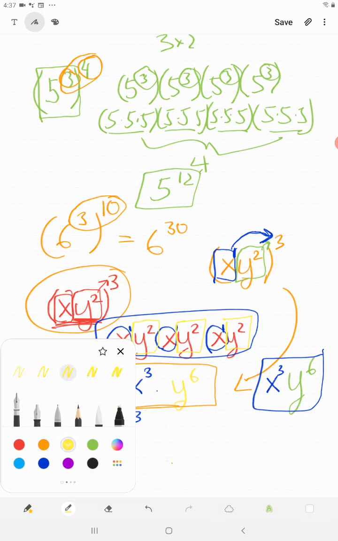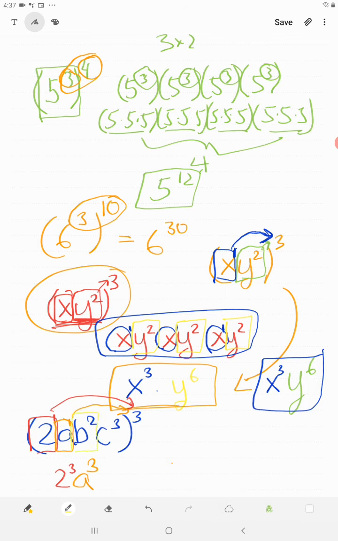And then we have b to the 2nd power raised to the 3rd power. That's going to be b to the 2 times 3, which is 6. And lastly, we have c to the 3rd raised to the 3rd. Remember, 3 times 3 is 9. c to the 9th. That would be our answer. So you see, it's not too bad if you focus on each individual number or variable. Okay? So hopefully this clears up a little bit about the 3 different properties.